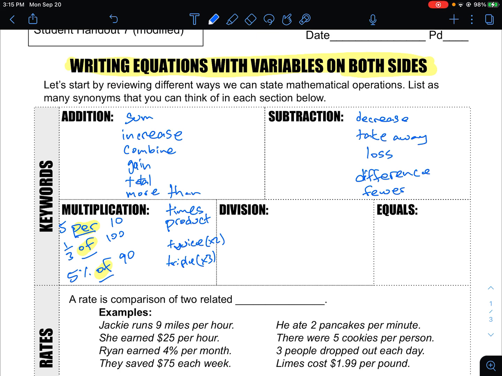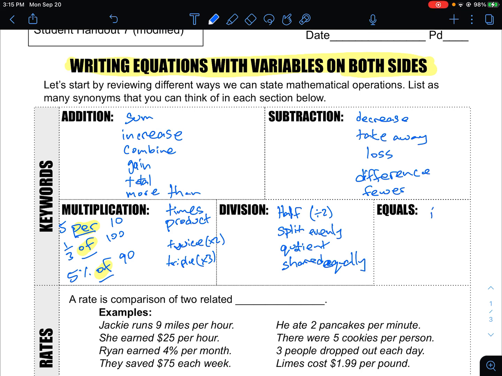Double is times 2, or triple, which is like times 3. Quadruple, times 4. Division, half, which is specifically just like dividing by 2. Split evenly or equally. Quotient, shared evenly is also division. Shared evenly or shared equally.